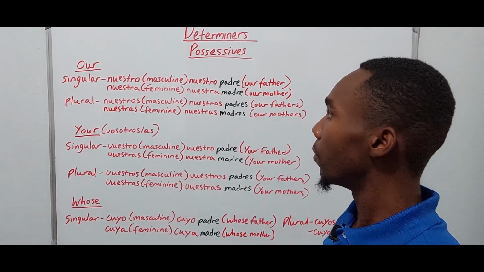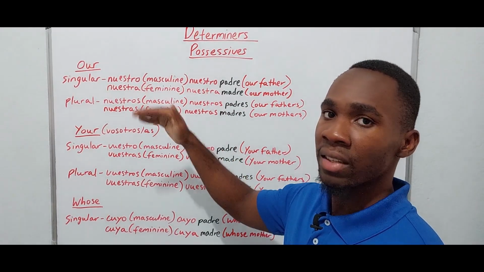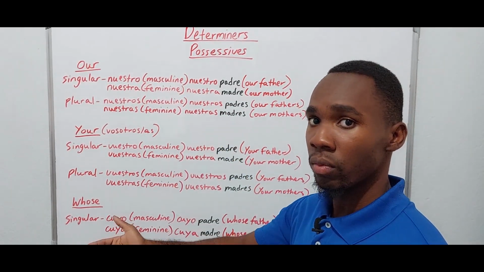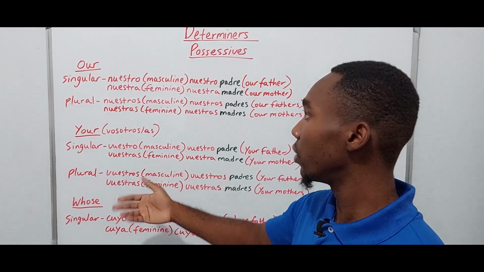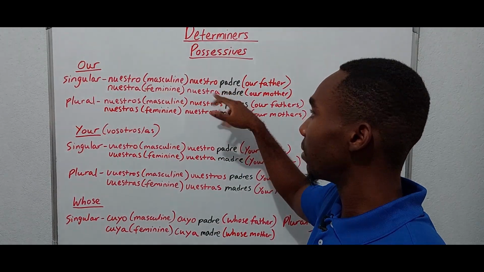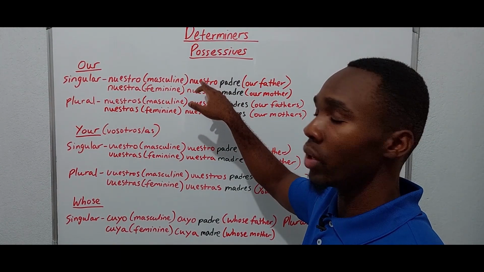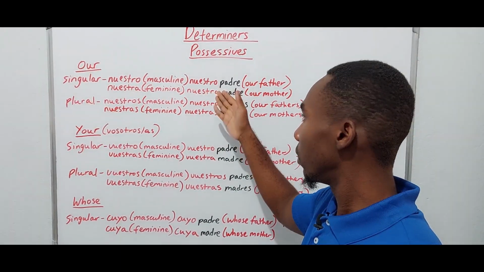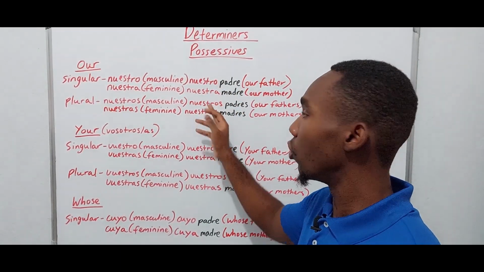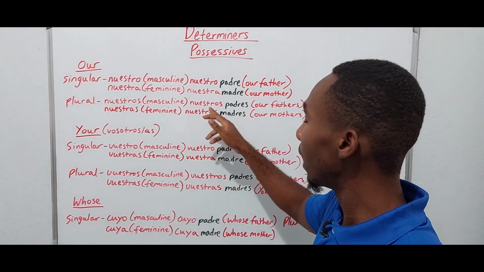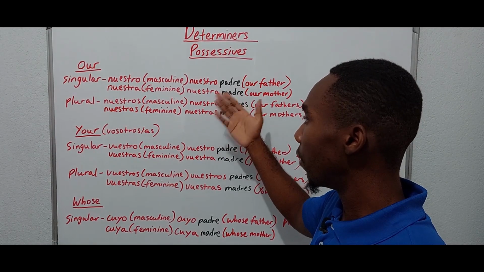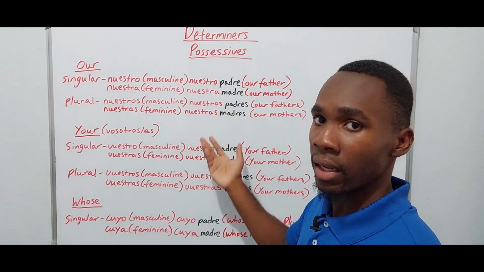So the our has to agree with the noun that follows. It has to agree with the noun that follows. As you see, padre is masculine, so it will be nuestro. Madre is feminine, so it will be nuestra, our mother. And of course, if we want to make them plural, we add s.